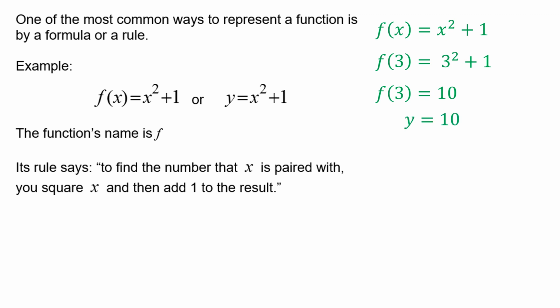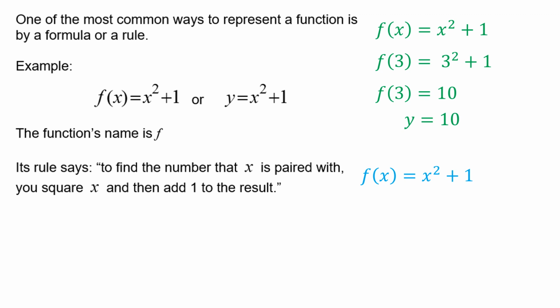So y is 10. Why? Because the answer to the function, what f of x is, the answer is y. So when you do your function on 3 and you get an answer, that answer is y. That's why y and f of x are the same idea.